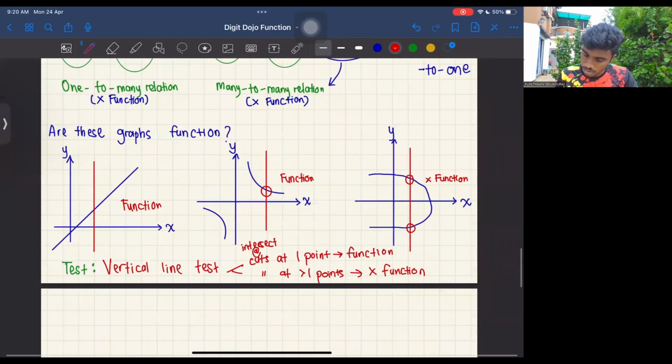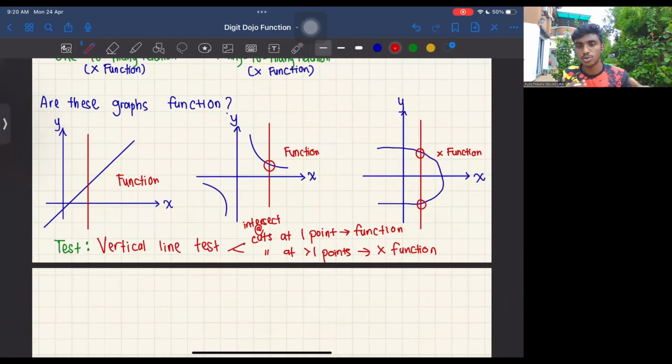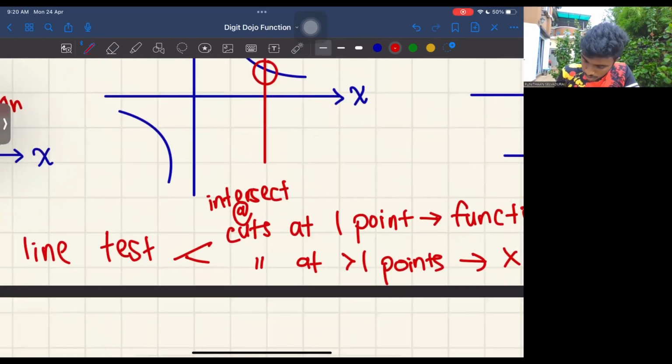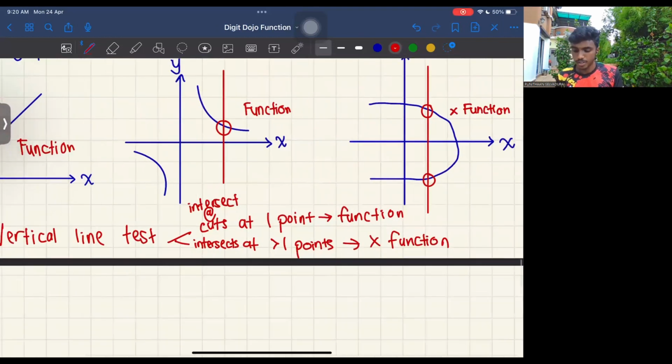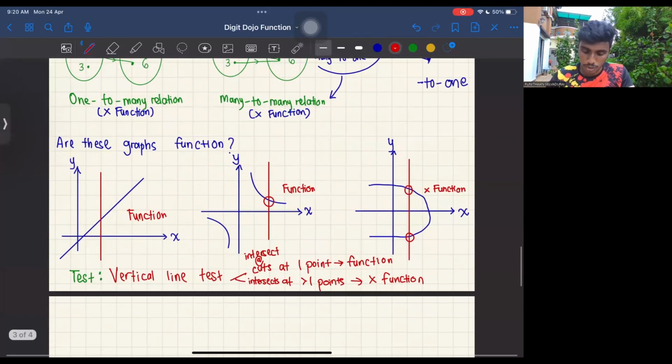So here, this is the method to check whether a graph is a function or not. Use a vertical line. If it intersects at 1 point, it's a function. Intersects at more than 1 point, not a function. Let's just write here, intersects. So that's all for our lesson 2.